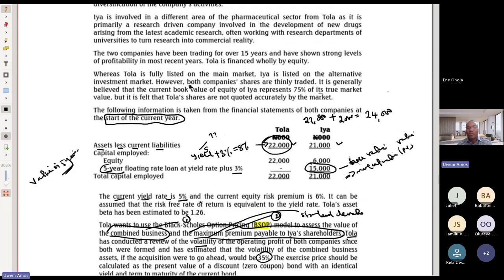To the owners of Tolade, the business is worth 22,000. They have the entire business because they don't have any debt or loan. So the 22,000 plus the extra 2,000 gives us 24,000. Iya's total assets less liability is 21,000. However, out of the 21,000, they have a loan of 15,000, meaning that the shareholders have only 6,000.